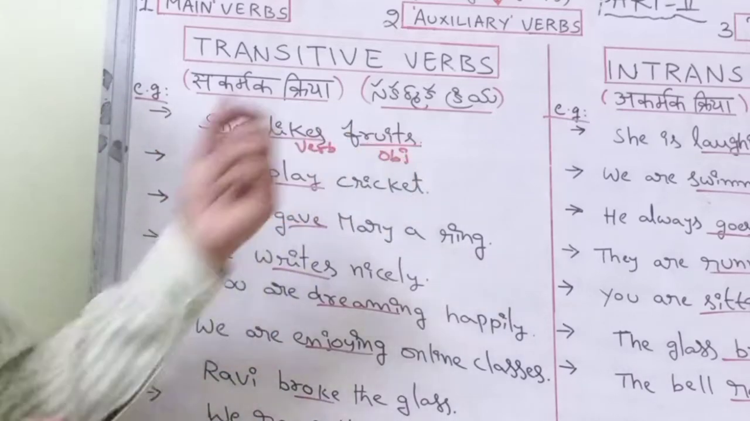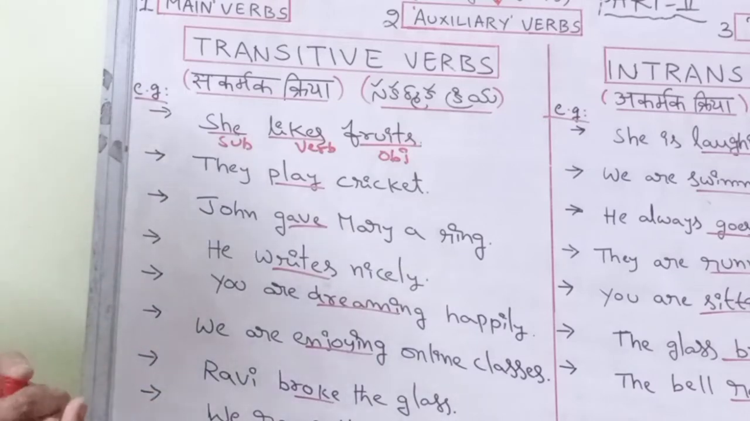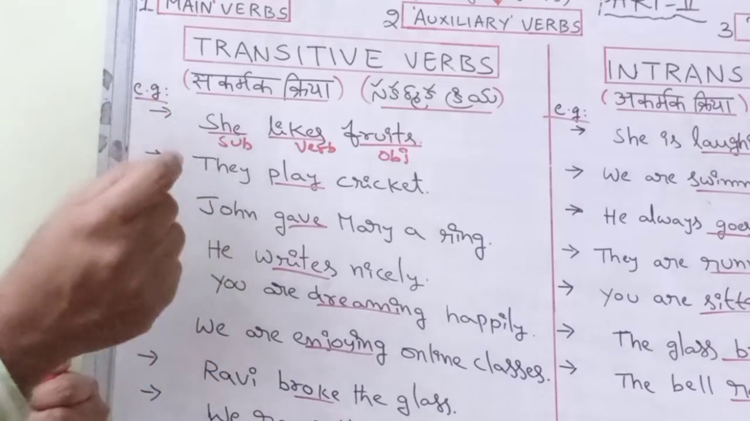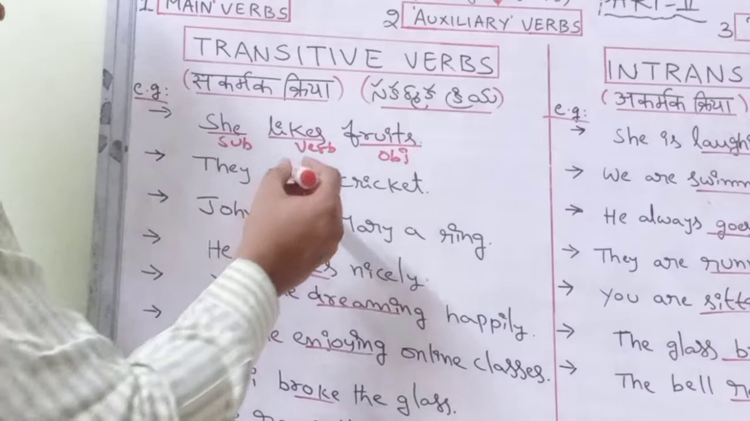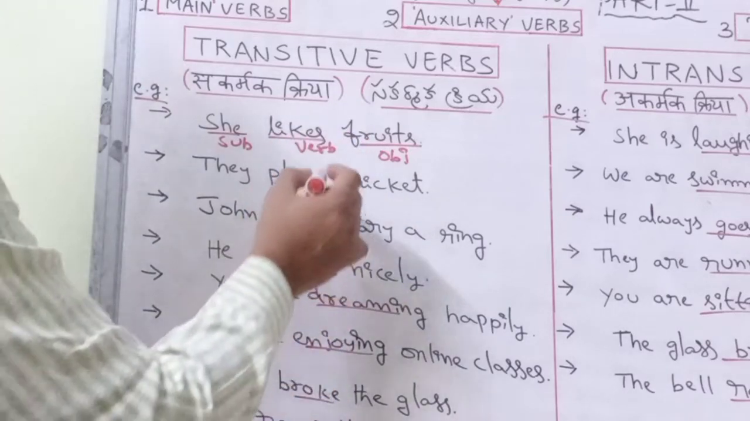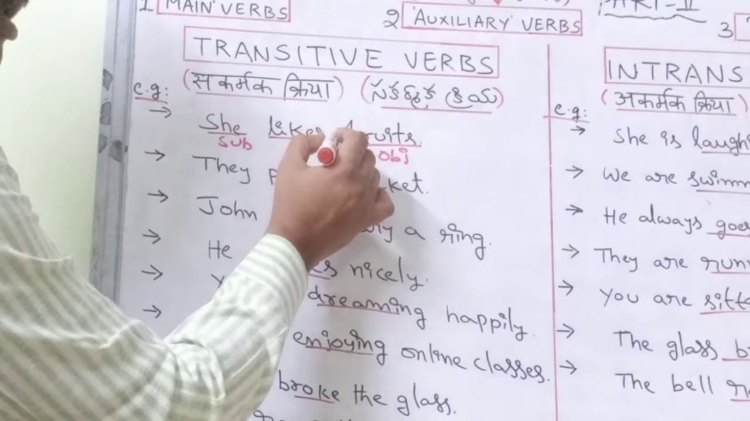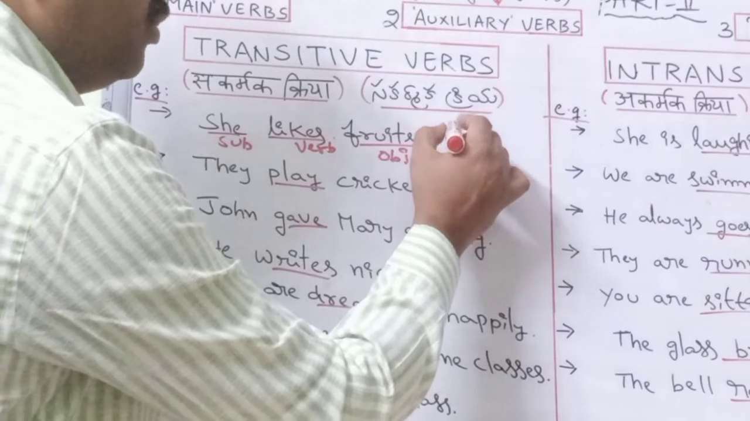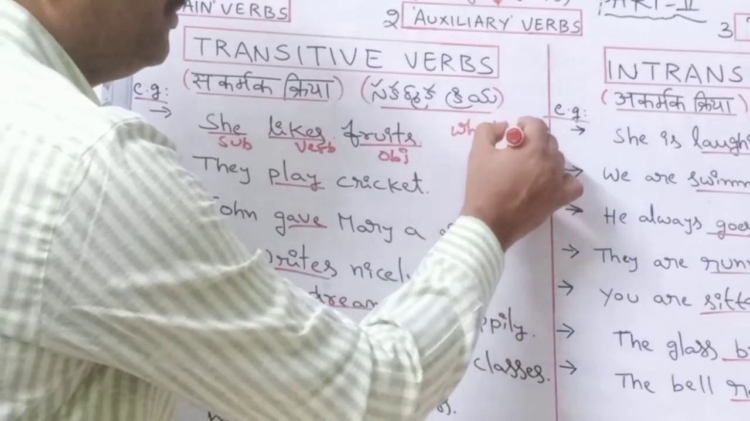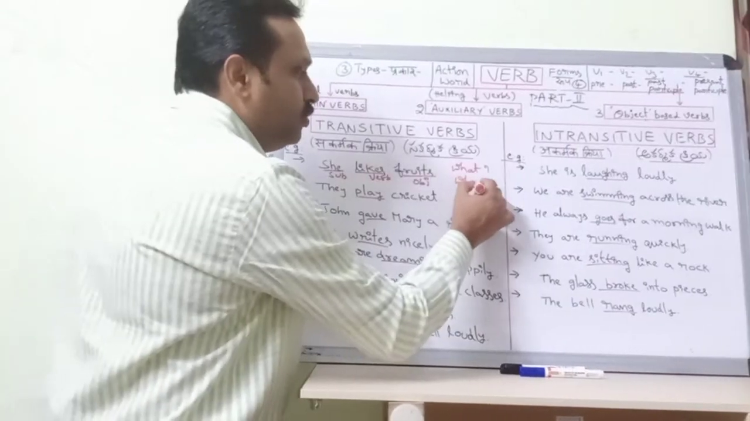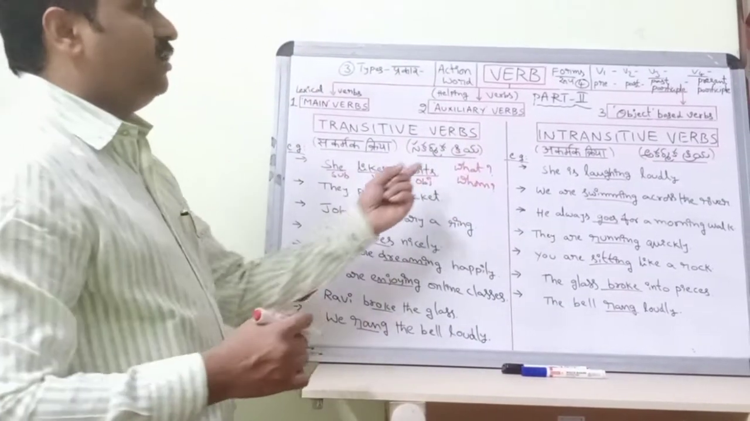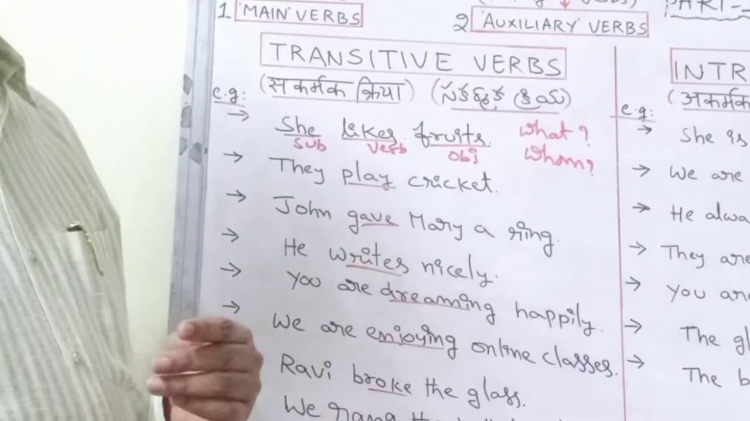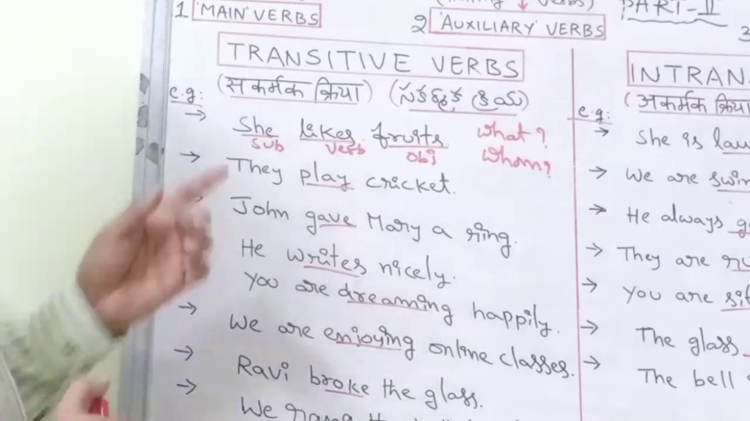So, she likes, it's okay. But the simple technique to identify whether an object is there in a given sentence or not is this: in all the examples, after the main verb, we need to stop, and we need to put two questions immediately after the verb. The two questions are what and whom. You know the meaning. What? Whom?